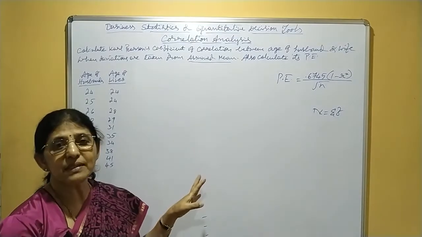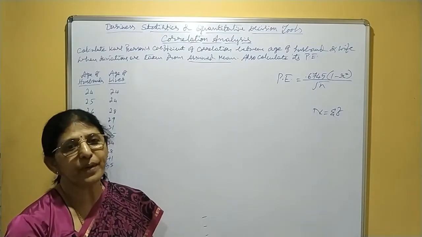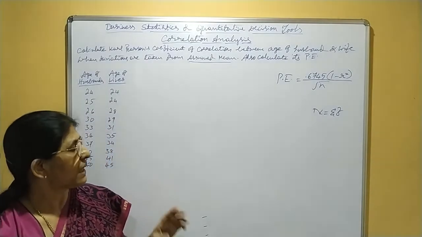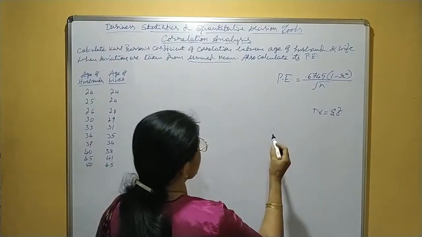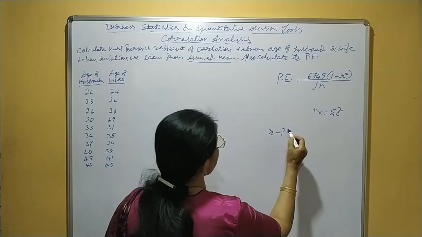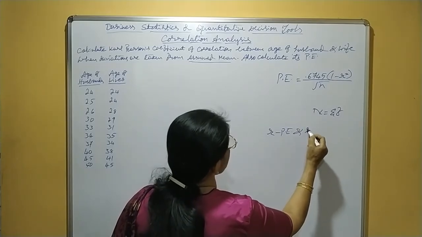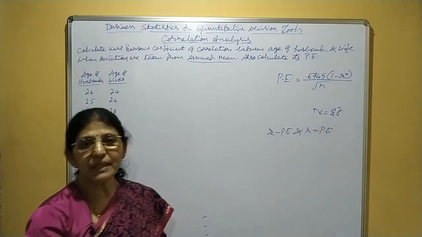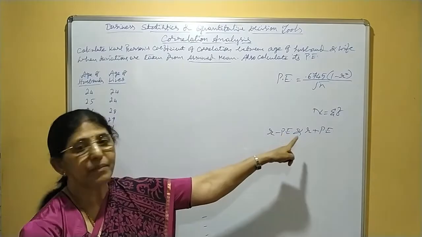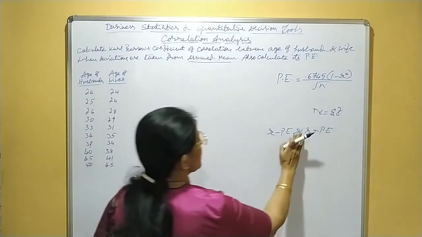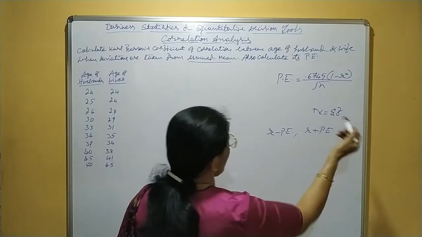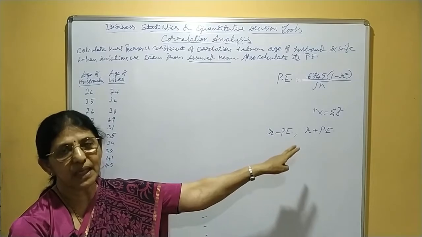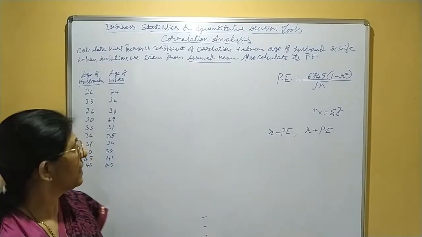And even by using this PE, it is possible to provide the limits within which actual correlation coefficient lies. The limits are given as r minus PE and r plus PE.